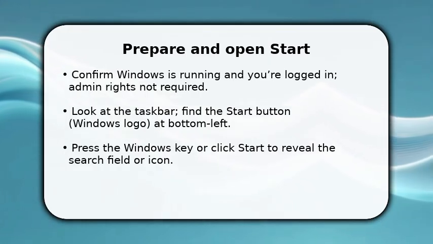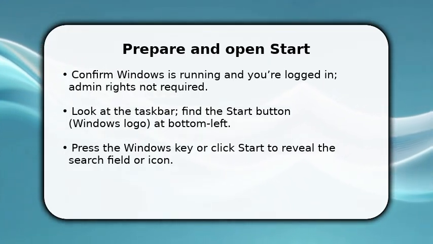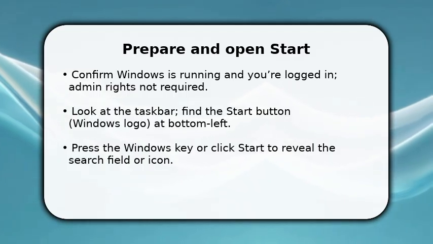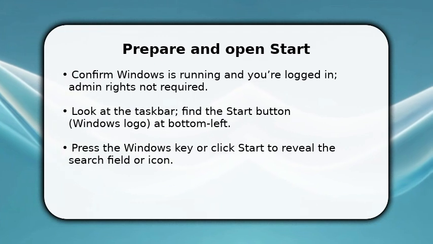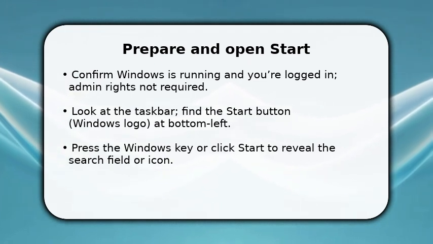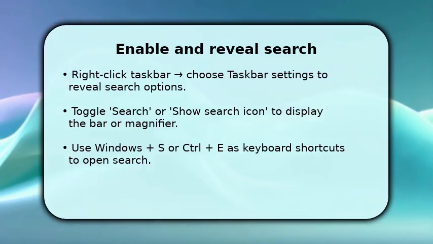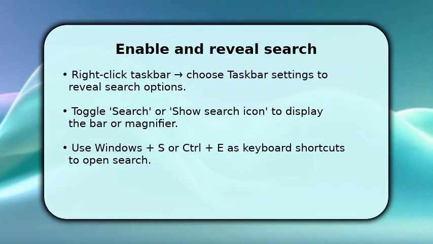You do this to access apps and files quickly, so open Start now and prepare to refine the search in the next steps. Next, you'll reveal the search interface if it's hidden. Right-click an empty area on the taskbar and choose Taskbar Settings to find search options. Toggle Show Search Box or Show Search Icon so it appears.